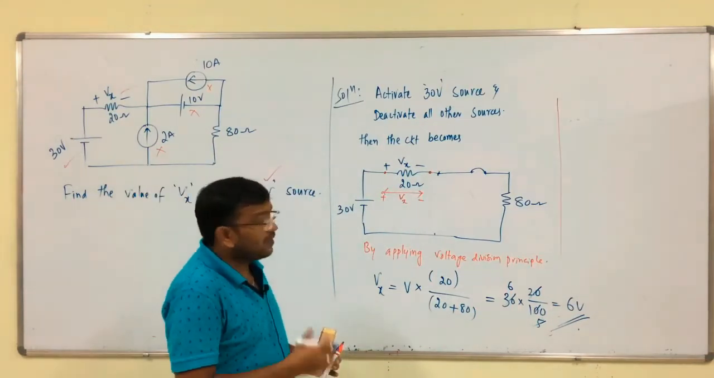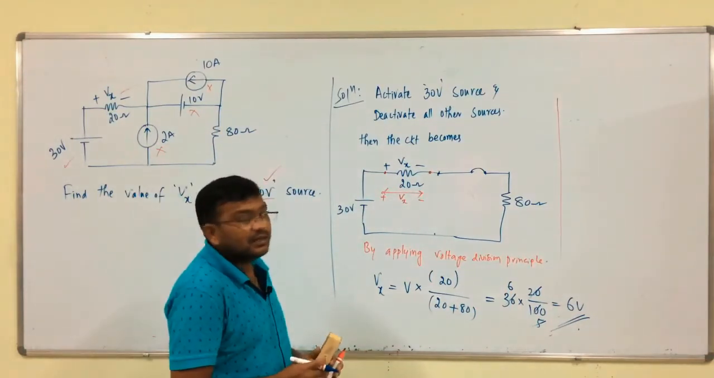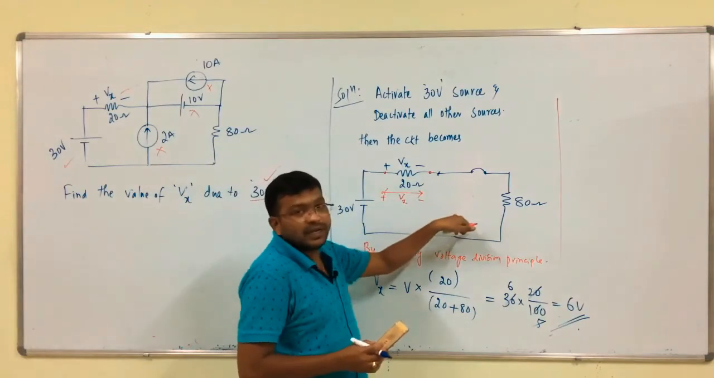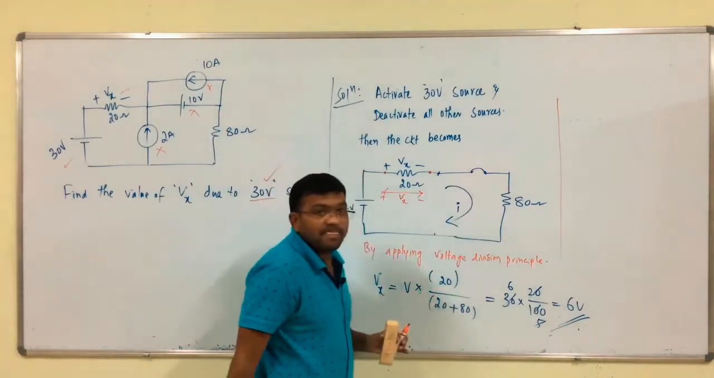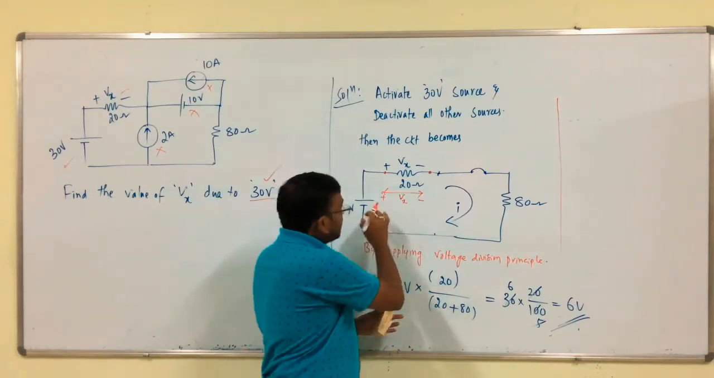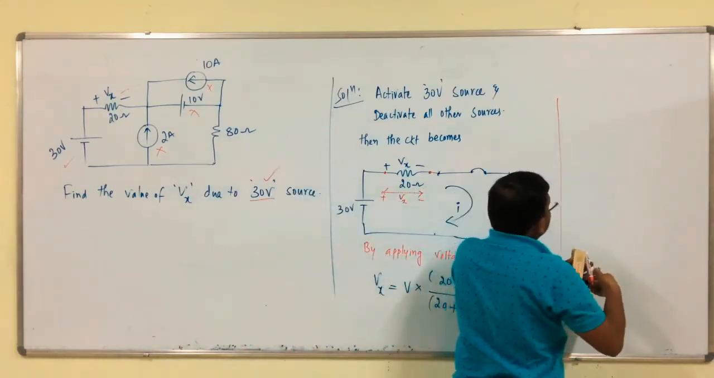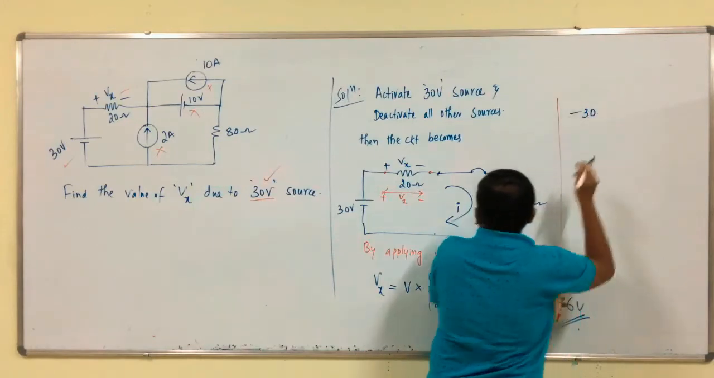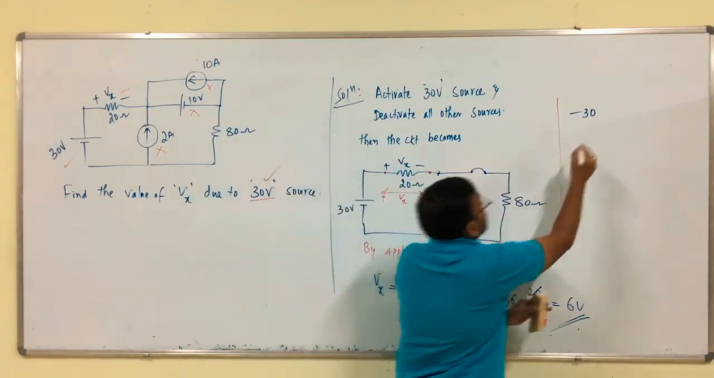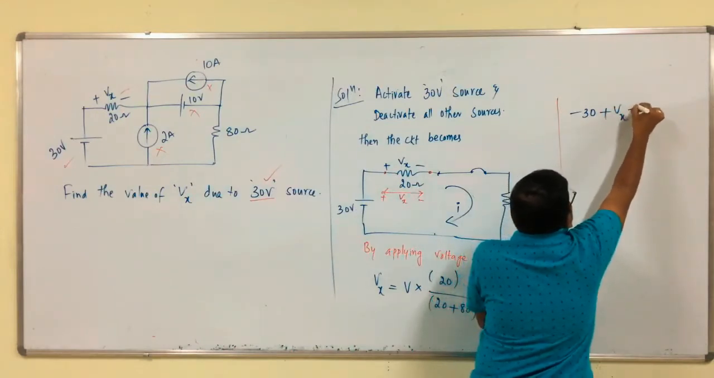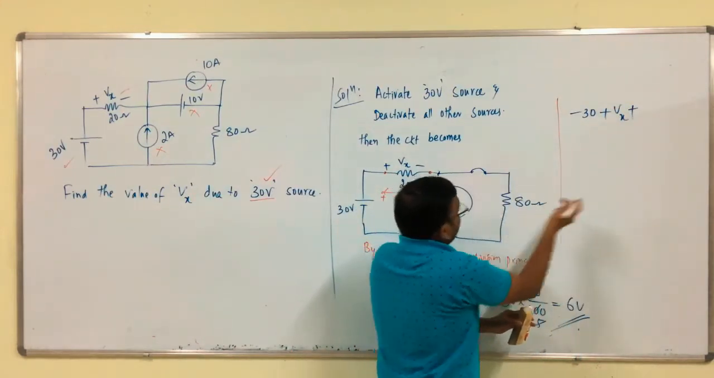Now, we have to do it with a different method. This circuit is a simple loop circuit, so we have to assume our current I. So, from this, minus 30 plus Vx plus 80 into I.